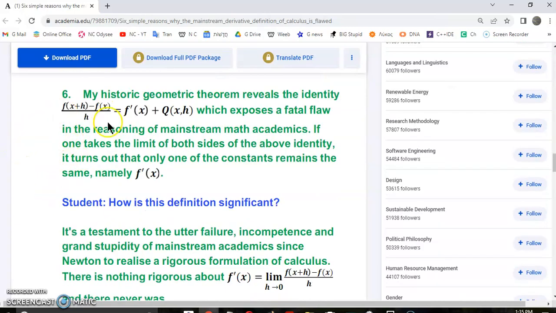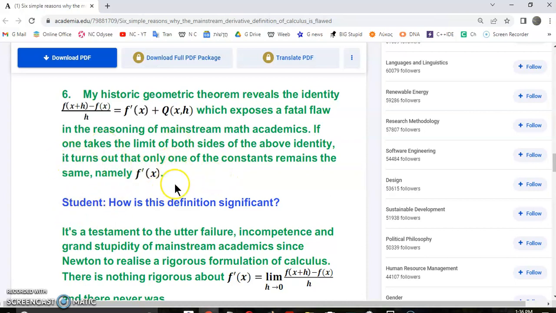And finally, the last reason is that my historic geometric theorem exposes a fatal flaw in the reasoning of mainstream math academics. If one takes the limit of both sides of this identity, it turns out that only one of these constants, and by the way, they're all constants for any given non-parallel secant line. You can't just decide you're going to change this one and leave that one constant, because then the identity is no longer true. And we know that a theorem is called a theorem because it's true, not because it's false.